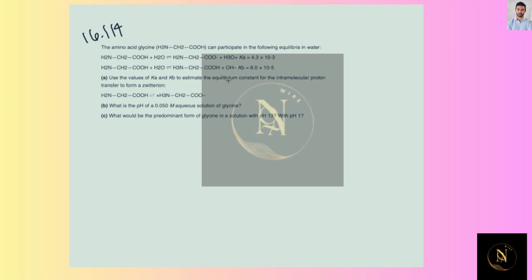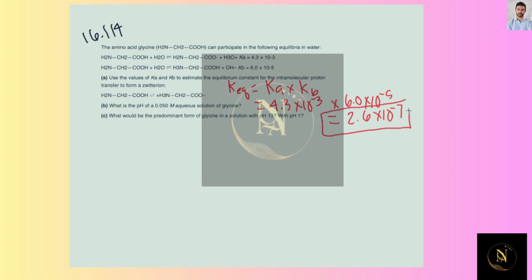To do this, we know that our K equilibrium is going to equal Ka times Kb. Plugging in the numbers listed above, you do 4.3 times 10 to the negative third times 6.0 times 10 to the negative 5. When you plug that into your calculator, you get 2.6 times 10 to the negative 7. And so that is going to be your answer for part A.